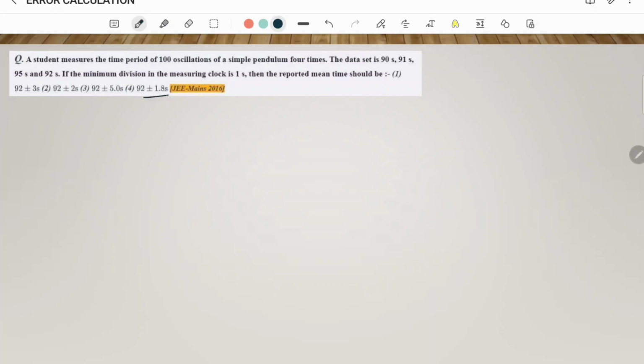and the error cannot be this because this measures up to 0.1 second. This is also measuring up to 0.1 second because of the point 0. So this is also not our answer. This is not our answer. We are left with these two options.